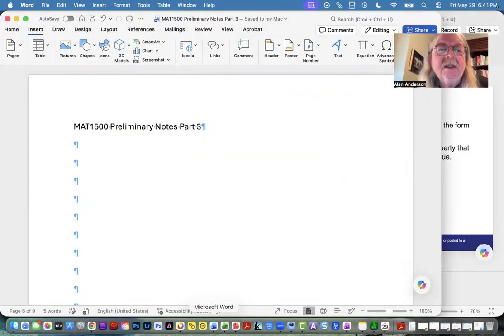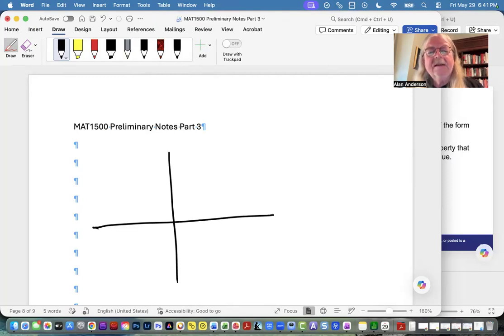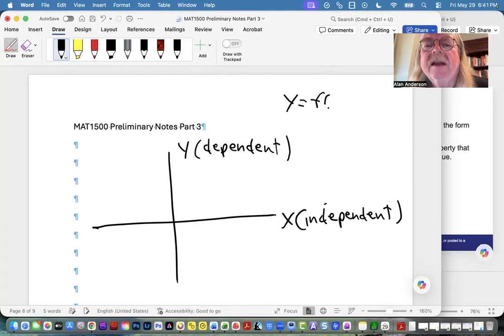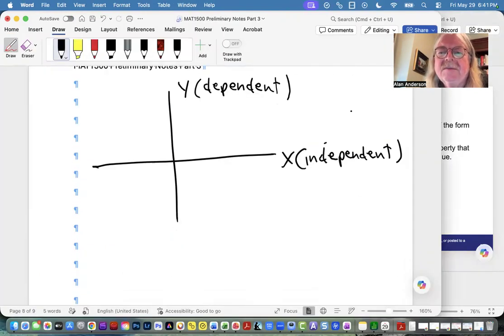Okay, let me just quickly sketch that out for you. Not that anybody ever forgets the XY coordinate system, but don't forget that y is the dependent variable, x is independent. And what that really means is y is a function of x, not the other way around. Okay. And so again, as we've said in the last session, a relation is some set of ordered pairs.